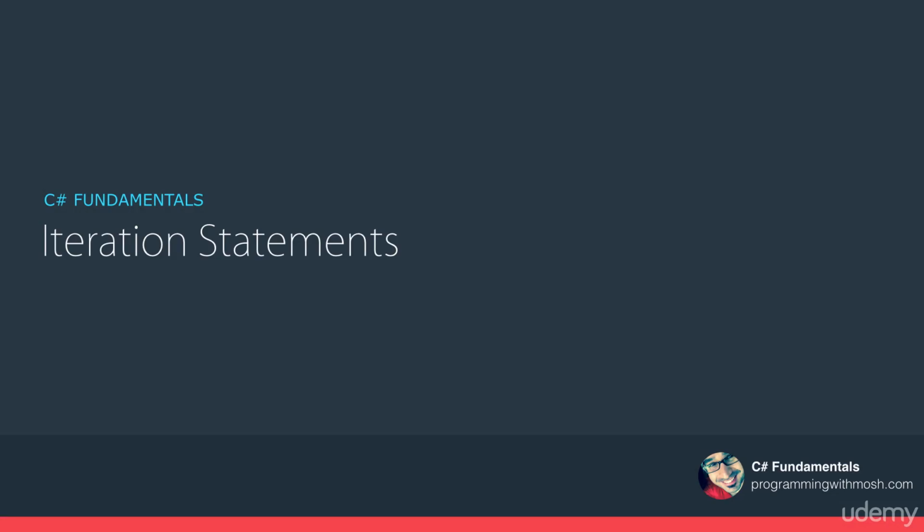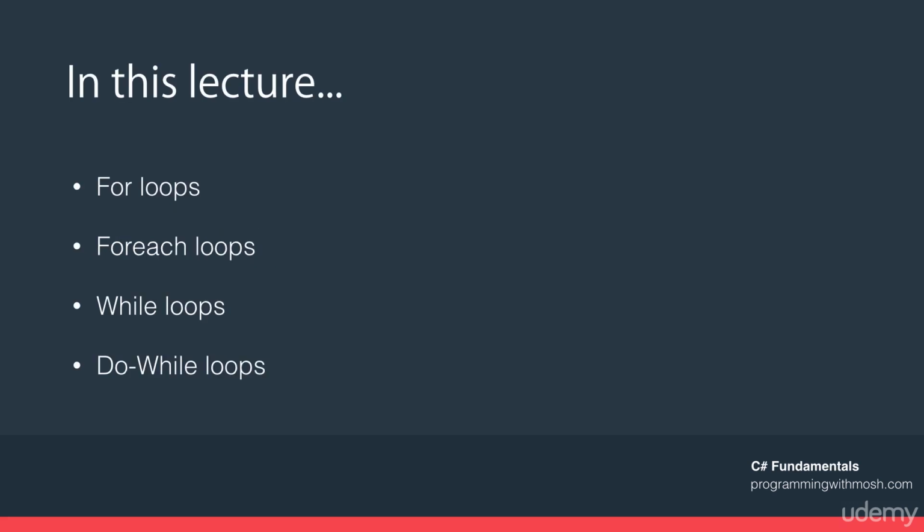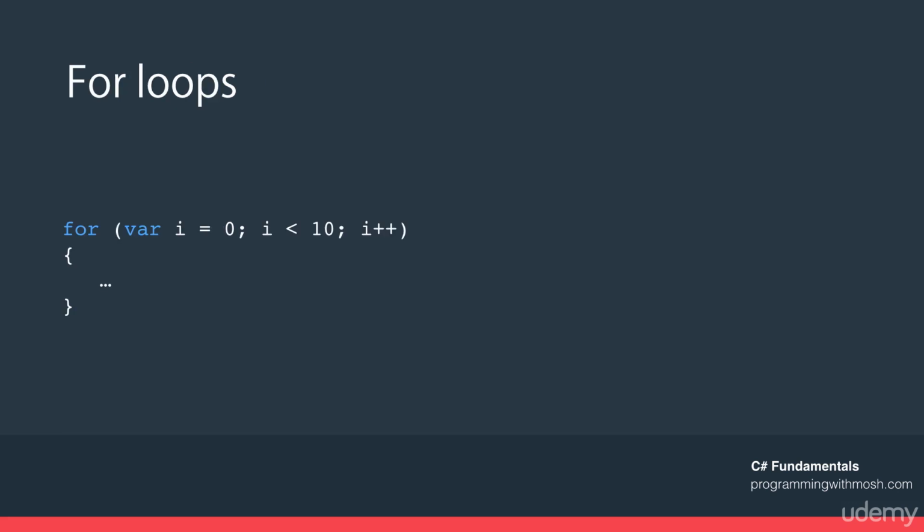Okay, we got to iteration statements. If you have done programming before, you know that pretty much every programming language has a set of iteration statements which are used for repeatedly executing a sequence of statements. In C#, we have 4 iteration statements: for, foreach, while, and do while. So let's examine the syntax for each of these iteration statements.